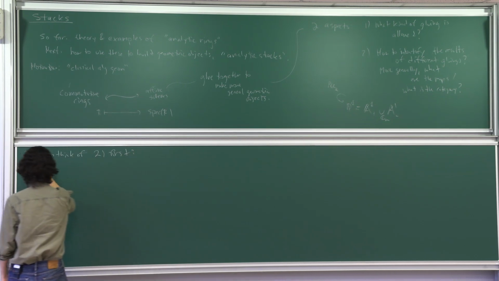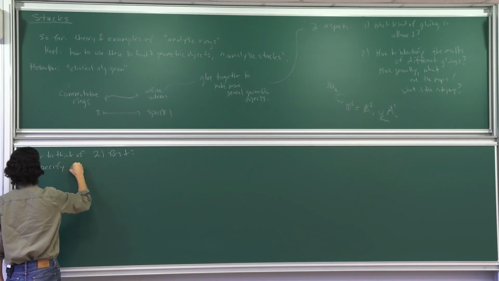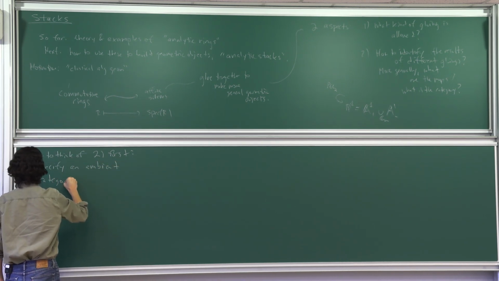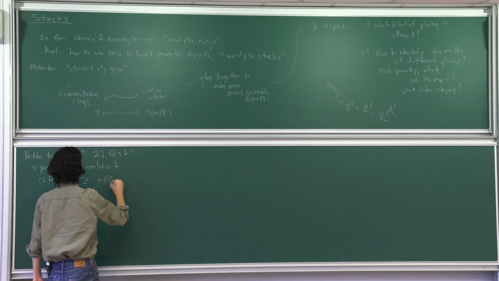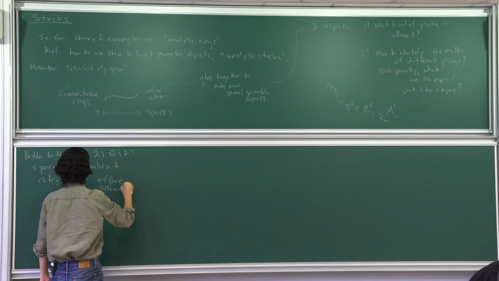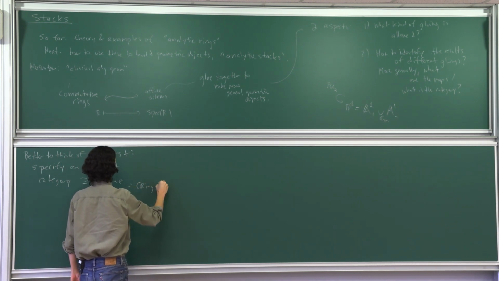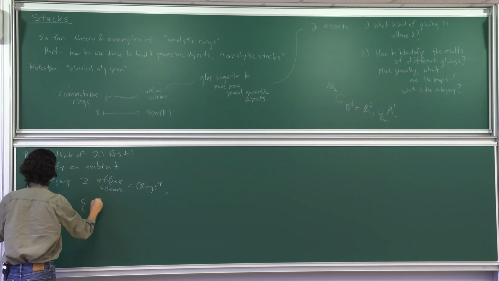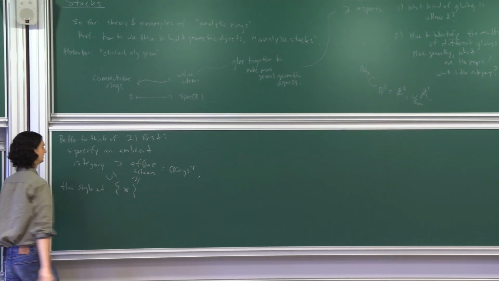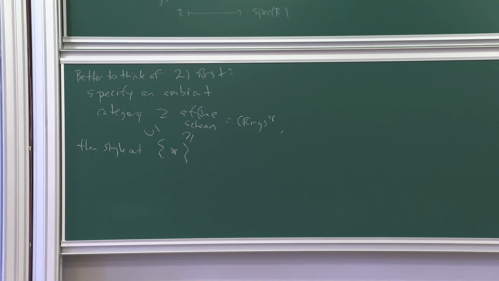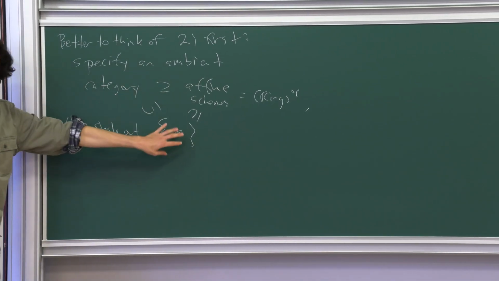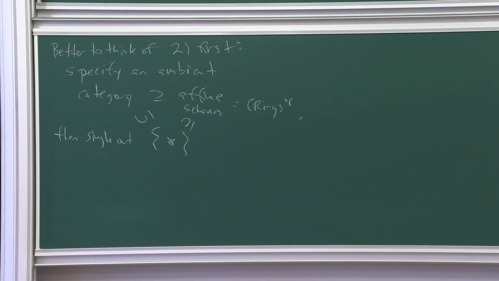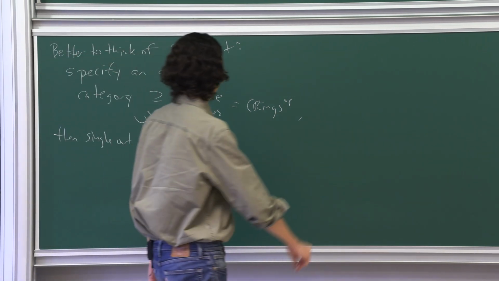So another way of looking at it is that you should specify an ambient category, which should contain the category of affine schemes, which is commutative rings op, and then single out another full subcategory given by specifying certain allowable gluings of affine schemes in the larger category. And that's one way of describing a class of geometric objects in algebraic geometry.